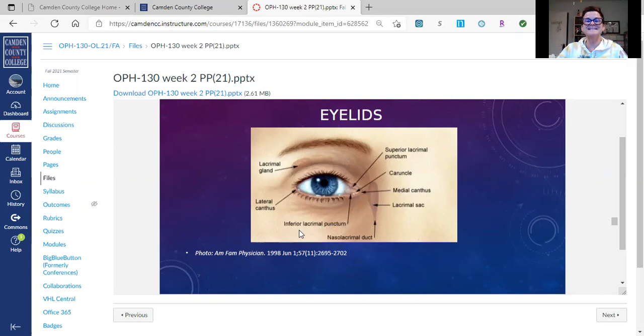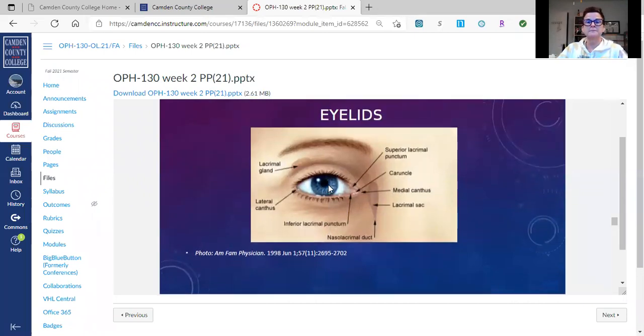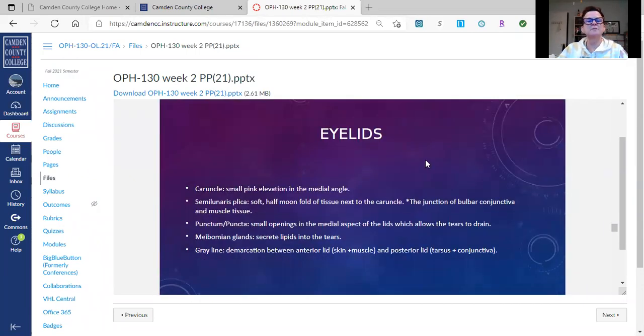And one thing that is not on this slide that we just talked about, take a look at my pointer here. If I go from the widest aspect between the upper and lower lid, that is called the palpebral fissure, right? Approximately 8 to 10 millimeters. These are things I want you to be able to name. Now, I'll talk about that when we talk about the lacrimal system.